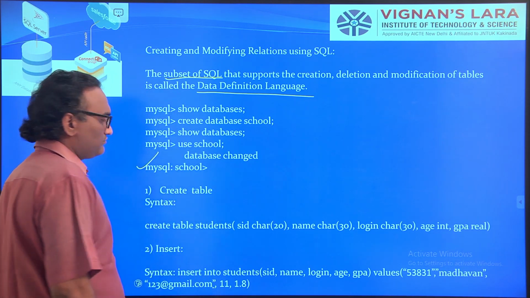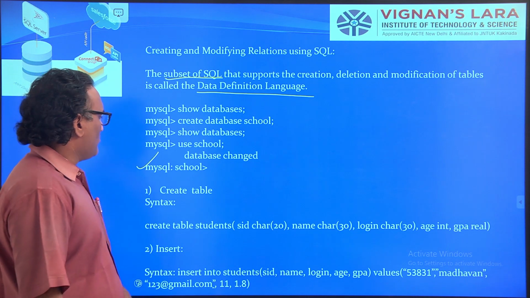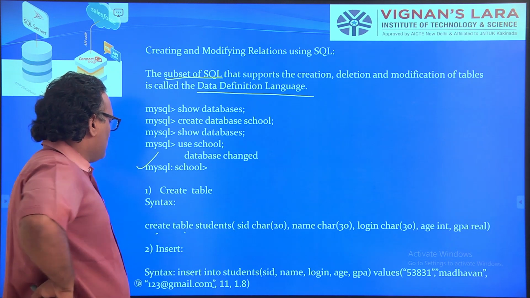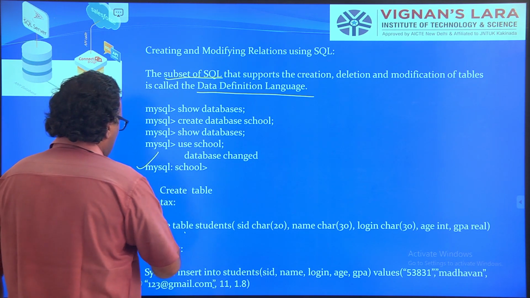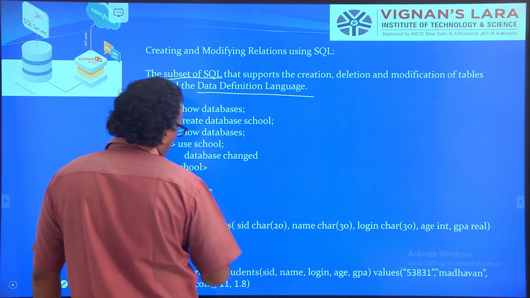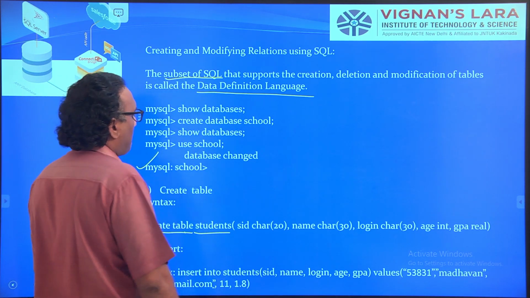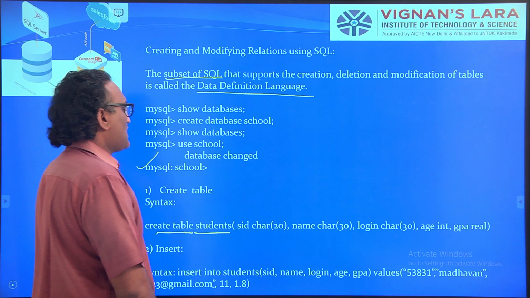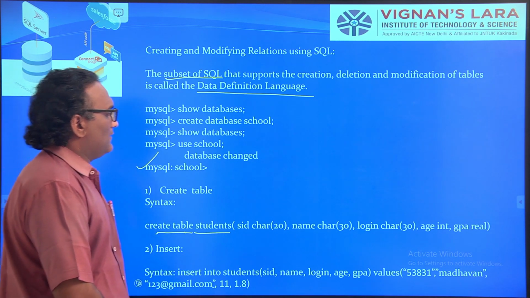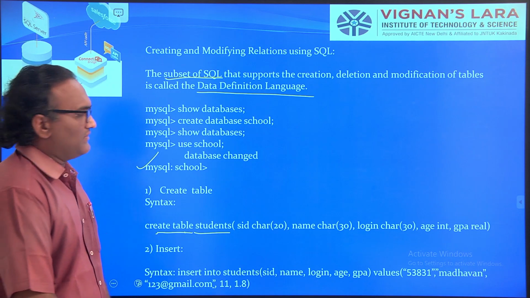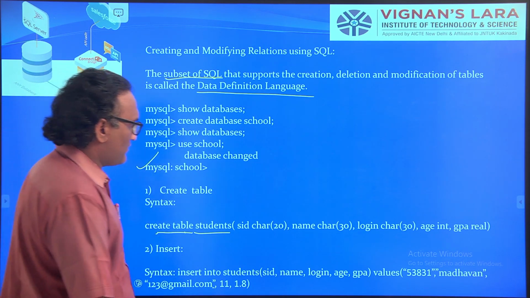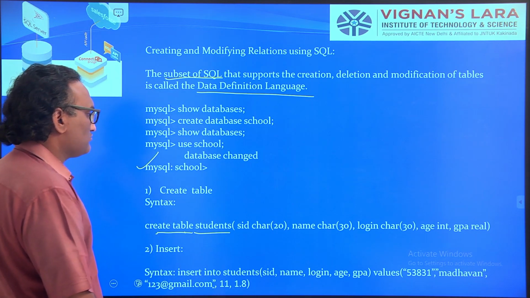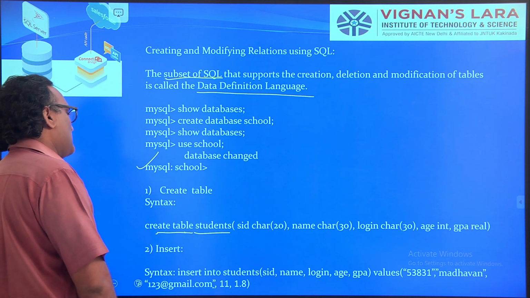You are in the school database now, and in the school database I want to create a table. So the command is create table students, where students is the table name. First field name is SID, which is character of 20. Next field name is name, which is character of 30. Next field name is login, which is character of 30. Next field name is age, which is of int. Next field name is GPA, which is of real. So the table gets created.